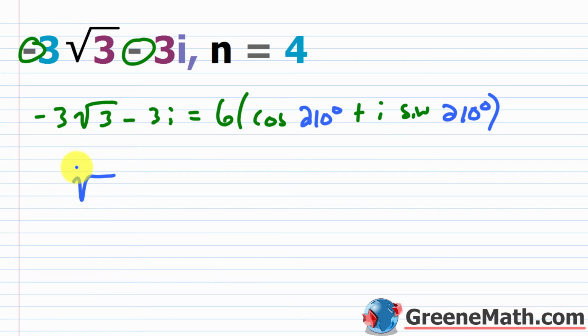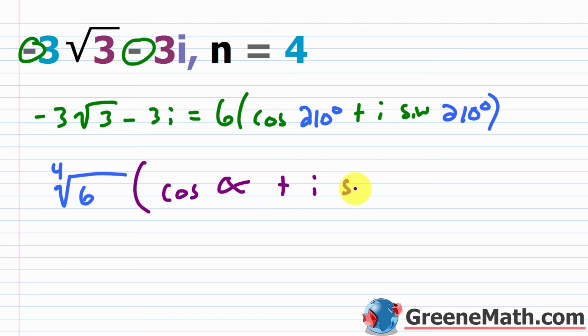Once you have this in polar form, it's just a matter of plugging into your formula. You want to do your nth root of r. So in our case, n is 4 and r is 6. So we want the fourth root of 6. And you're going to have 4 of these, but I'm just going to start out with the first one, okay? Inside of here, what are we going to have? We're going to have the cosine of, again, we call this alpha, plus i times the sine of alpha, okay? And alpha, since we're working with degrees, is going to be equal to your theta divided by n. In this case, the n is 4. Plug that in a second.